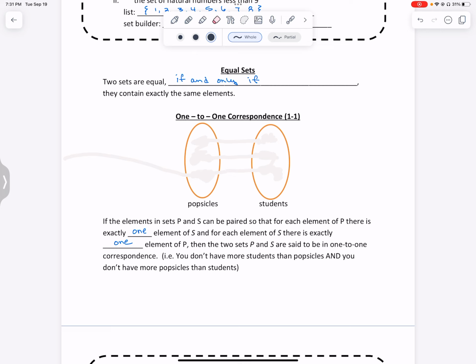So I like to think of that as we have our popsicles and we have our students. We've got 3 popsicles and 3 students. If I handed the popsicles out to the students, every student would get a popsicle. We would have no leftover popsicles. And every popsicle gets a student. We don't have any leftover students, right? So it's one-to-one. You don't have more students than popsicles. You don't have more popsicles than students. They're the exact same amount. Okay, that's called one-to-one correspondence.